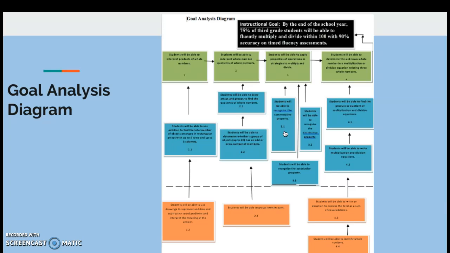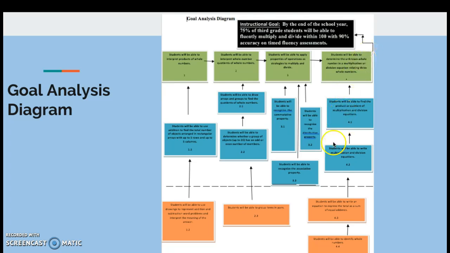In order to meet that goal, there are 4 objectives that students must also meet. These include being able to interpret products of whole numbers, being able to interpret quotients of whole numbers, being able to apply properties of operations as strategies to multiply and divide, and to be able to determine the unknown whole number in a multiplication or division equation relating 3 whole numbers.